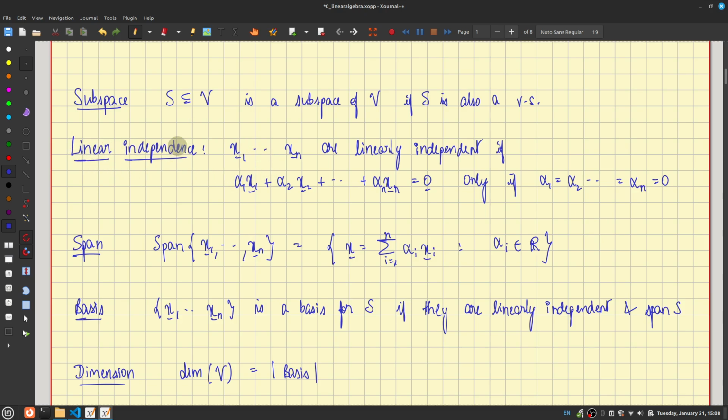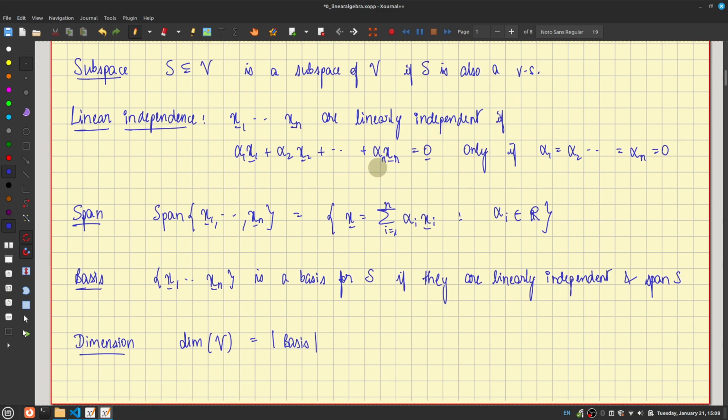And a fundamental concept in linear algebra is this notion of linear independence. Given a set of vectors from a vector space, they are linearly independent if you take any non-trivial linear combination of these vectors, then you get a non-zero vector. Or in other words, the only way you can take a linear combination of these vectors and get 0 is only if all of these coefficients are equal to 0, right? So that is what it means to be linearly independent.